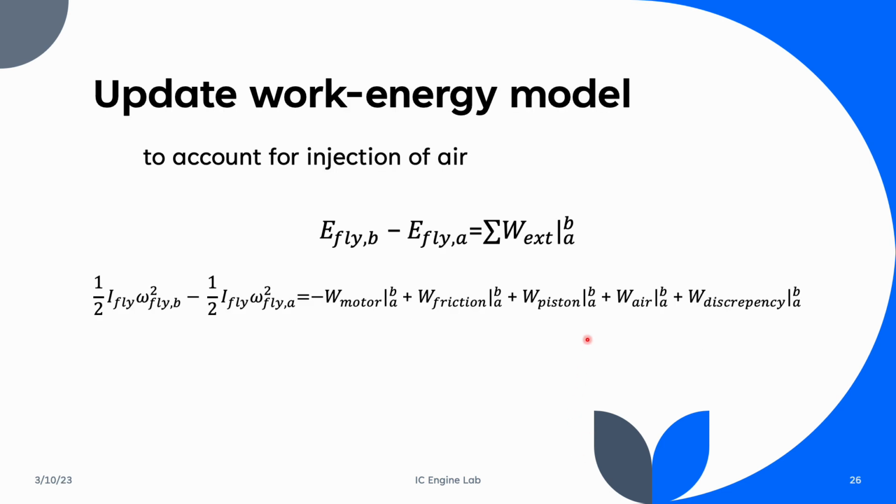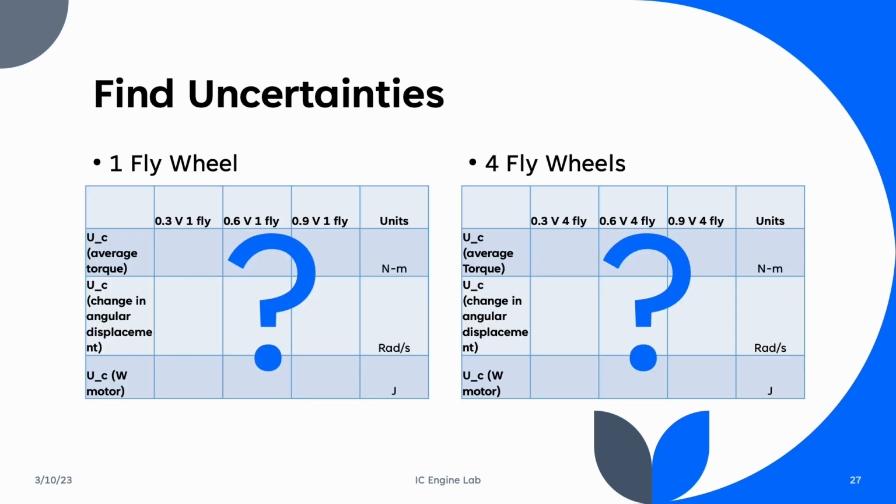In week 3, the work kinetic energy model will be updated as well to account for the injection of air. The additional terms include the work from air and the work from the discrepancy. The work from the discrepancy is a term that quantifies the difference between the experimentally determined work from air and the theoretically determined work from air. This helps determine the quality of the model to predict experimental behavior. Once the data is collected and analyzed for week 3, the specified uncertainties will also be calculated for the system.